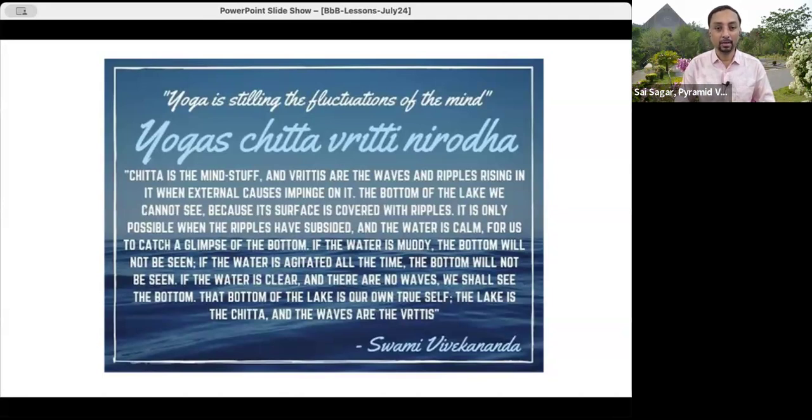The bottom of the lake we cannot see because its surface is covered with ripples, all our thoughts and programming. It is only possible when the ripples have subsided and the water is calm for us to catch a glimpse of the bottom. If the water is muddy, the bottom will not be seen. If the water is agitated all the time, the bottom will not be seen. Only if the water is clear, with no waves, shall we see the bottom. The bottom of the lake is our own true self. The lake is the chitta, the consciousness, the awareness, and the waves are the vrittis, our thoughts, our feelings, our emotions, our wants, our desires, our dislikes, our ego.